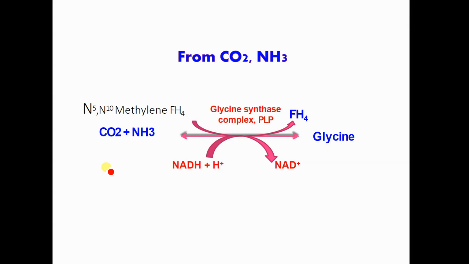And this is the reaction: carbon dioxide and ammonia, with the help of methylene tetrahydrofolate, will be converted into glycine, and the enzyme required is the glycine synthase complex. Here the methylene from tetrahydrofolic acid will be donated to the carbon dioxide and ammonia, and NADH will be producing the reducing equivalents.